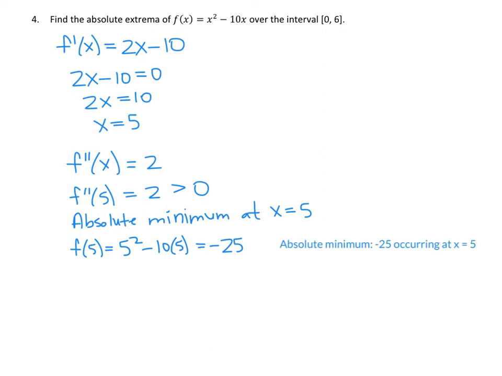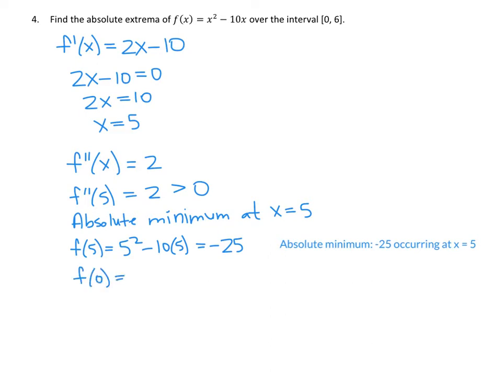Now since we are working on a closed interval, the extreme value theorem tells us that on a closed interval we must have an absolute maximum value and an absolute minimum value. We have found our absolute minimum value. Now in order to find our absolute maximum value, we look at our endpoints. Since we only had one critical value, and that was an absolute minimum, that means our absolute maximum must occur at one of our endpoints. So we're going to check our endpoints, which are 0 and 6, and we're going to plug those values into our original function to determine which one is our absolute max.